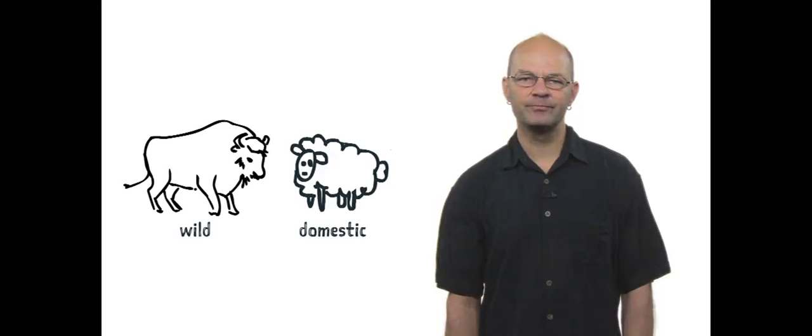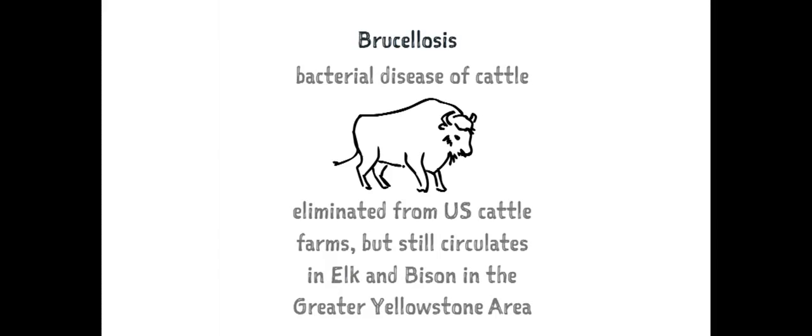Culling is an important but more complicated issue at the interface between domestic and wild animals. There are currently two major debates in the US and the UK regarding culling of wildlife to prevent disease in domestic animals. Brucellosis, an important bacterial disease of cattle, has been eliminated from US cattle farms, but still circulates in elk and bison in the Greater Yellowstone area. Culling elk and bison in a national park to prevent disease from spilling over to surrounding rangeland is obviously quite a complex issue.